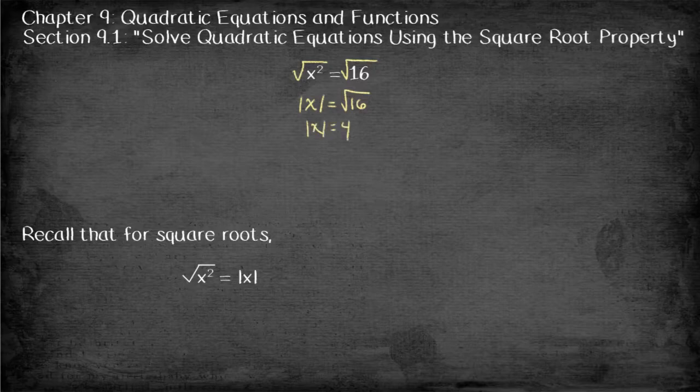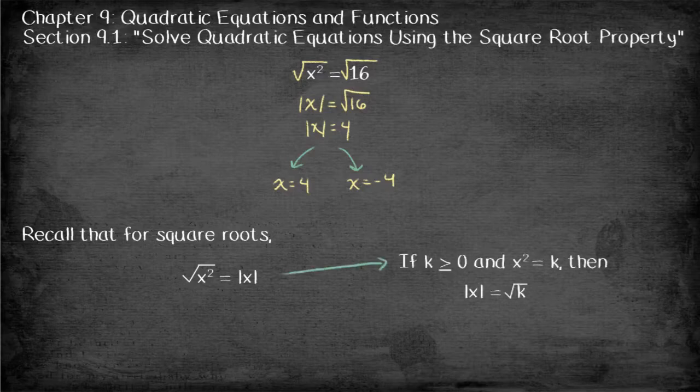So what does that tell us? Well, x is any number whose absolute value is 4, and I can think of two numbers that fit that description. Positive 4 and negative 4. So we end up with the same answer, but we've cut down on a lot of the work. So let's summarize what we just did.